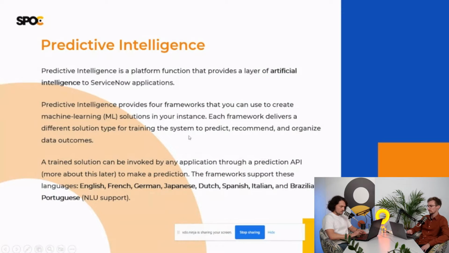What is also important is that predictive intelligence is equipped with a natural language understanding API that can quite easily, based on the languages shown here, extract information from your text data, like the description of an incident, and then pass this data to your model. So you don't need to use only digit data. You can also use natural text and, using the NLU models, extract some data and pass it to your predictive intelligence models.